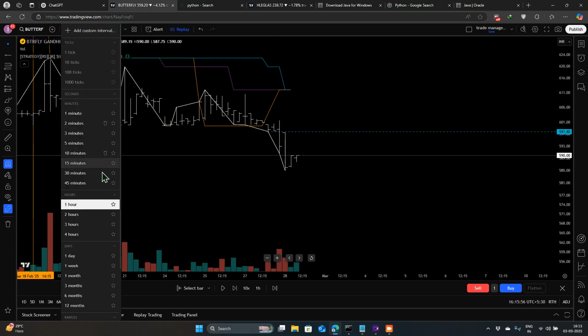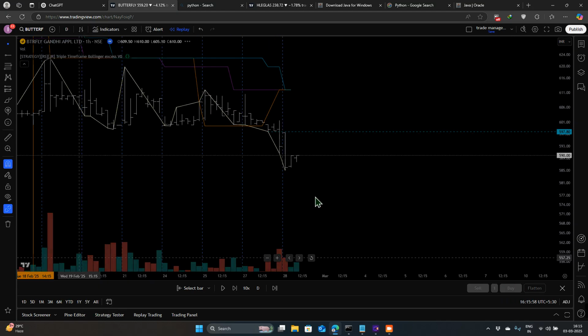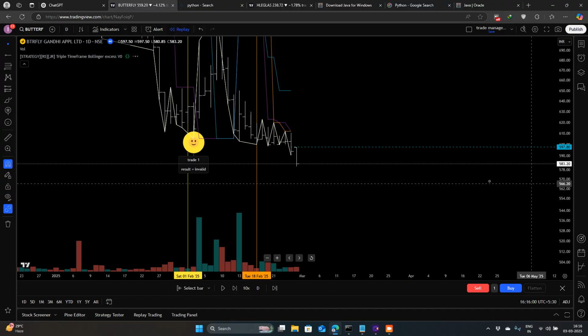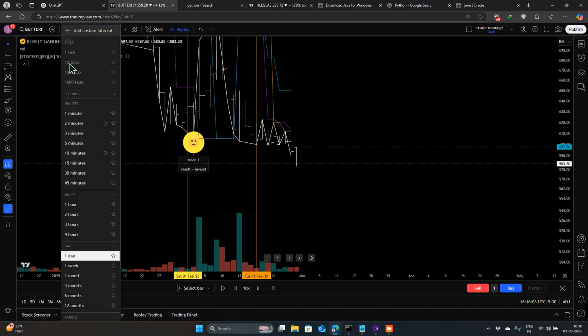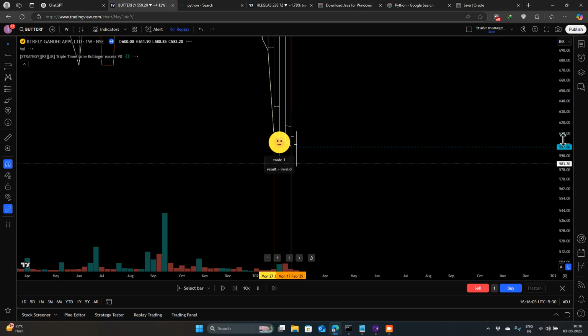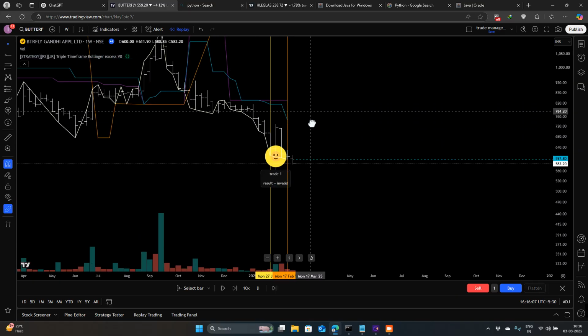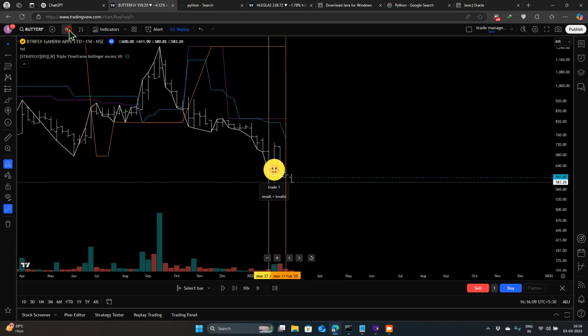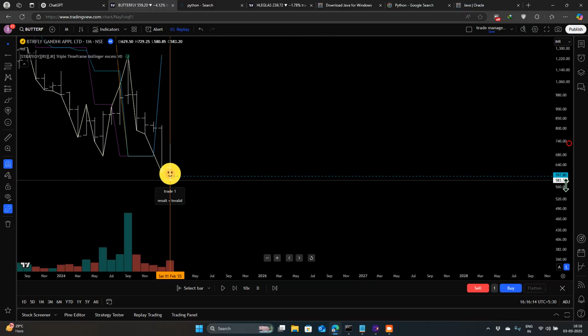On 1 hour, stops are quite high. Everything's good. On the daily time frame, the stops are quite high. Everything's good. On the 1 week time frame, the stops are quite high. Everything's good. And on the 1 month time frame, the stops are again quite high and everything's good.